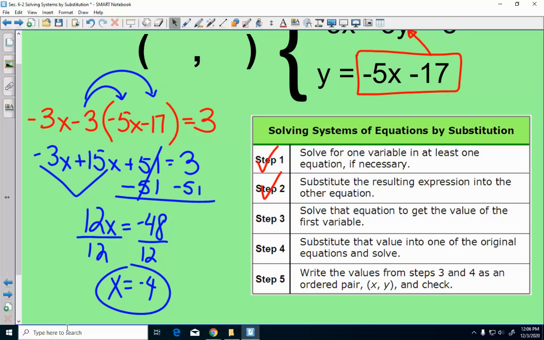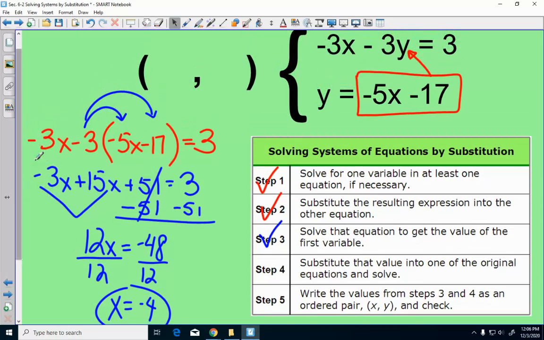Step number 3 is done. Step number 3 said solve an equation and figure out one of your variables. I did. I found out that x was equal to -4. So remember, in a system of equations, we're trying to find the ordered pair that is a solution to both. Right now, I have found half of it. I know that the x value in this ordered pair has to be a -4. To find the other one, you have two choices. Step 4 says you can substitute it back into either one of the original equations.